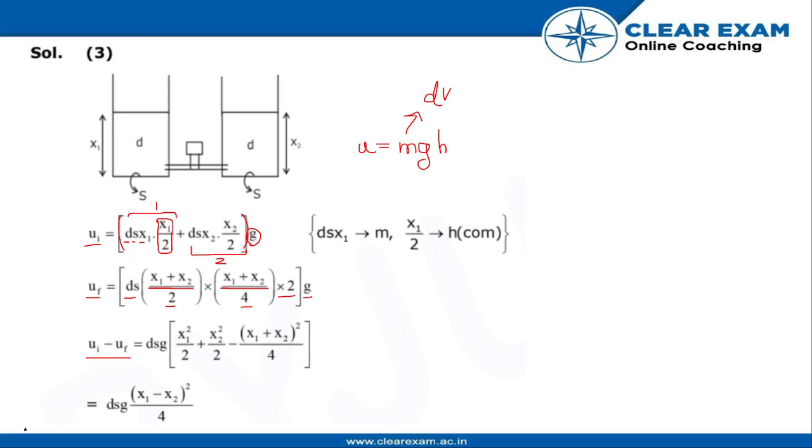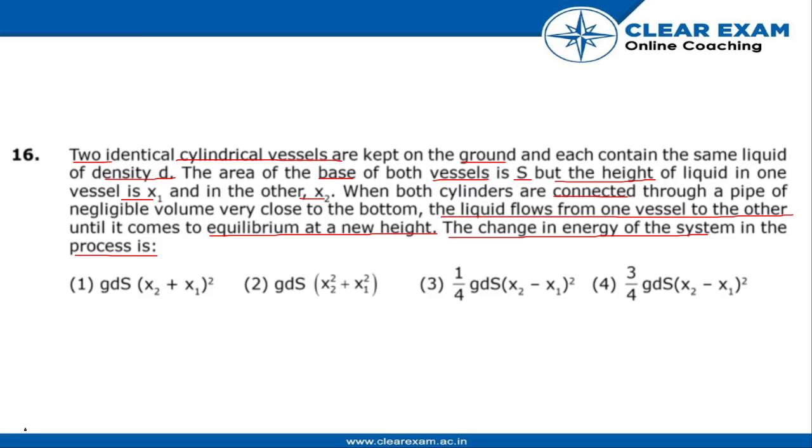Now Ui minus Uf is simply D S G times x1 square by 2 plus x2 square by 2 minus (x1 plus x2) whole square upon 4, which is simply the formula for (x1 minus x2) whole square upon 4. So we have D S G into (x1 minus x2) whole square upon 4. So the correct answer is option 3.